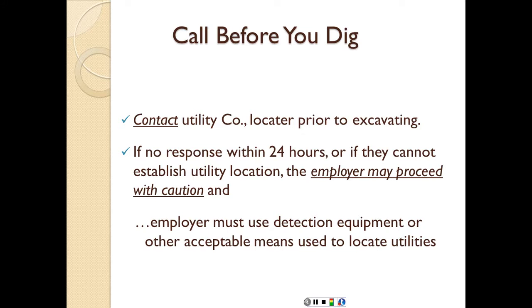Employer must use detection equipment or other acceptable means used to locate utilities. Now we have a new technology, relatively new. It's been around for the past maybe 10 years or so, which is called GPR. GPR stands for ground penetrating radar.